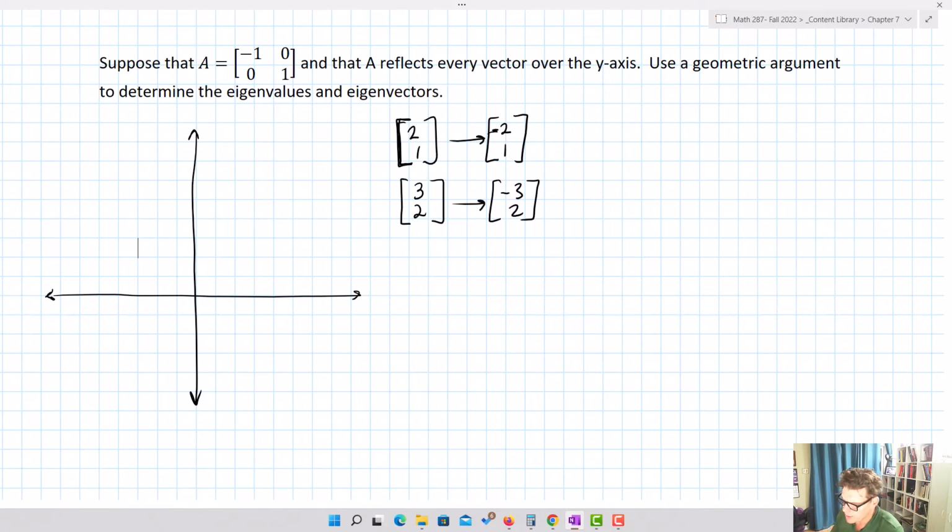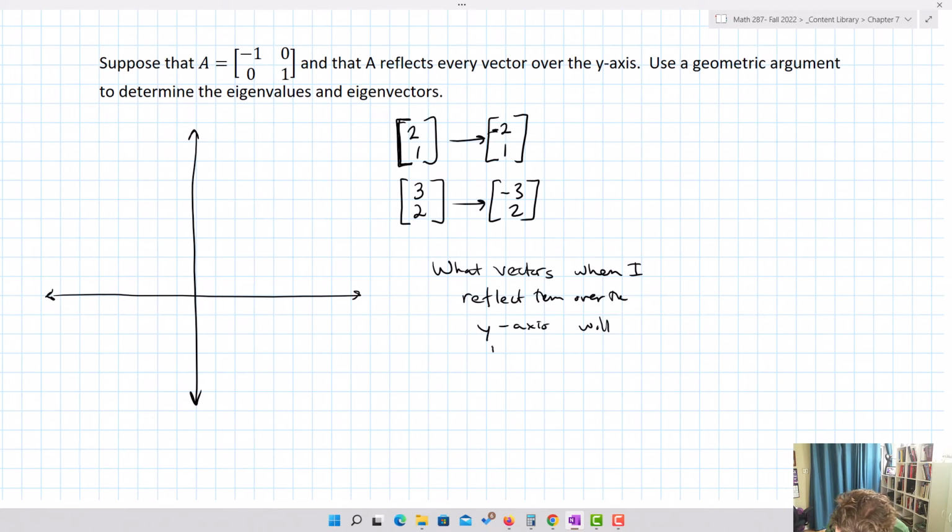So now what I want to do is ask myself, what vectors, when I reflect them over the y-axis, will be in the same direction. Now you'll notice that those other vectors actually switched directions. They were no longer in the same direction. So I need to figure out when I reflect something over the y-axis, which ones are going to remain in the same direction. So the first one I'm going to think about is this standard basis vector.